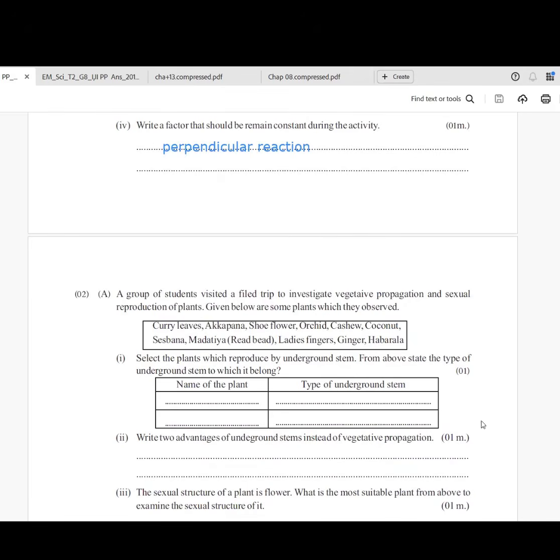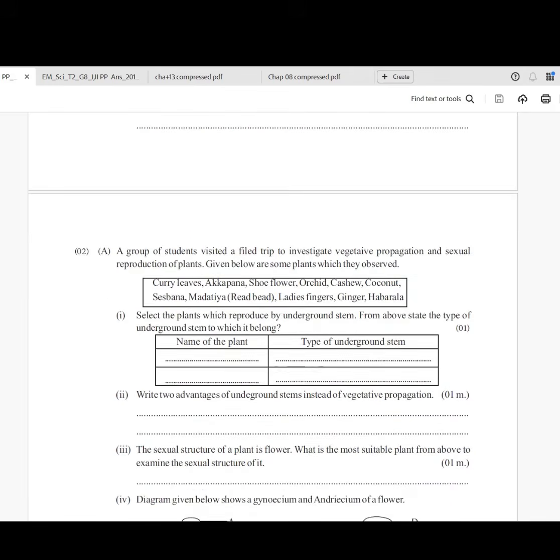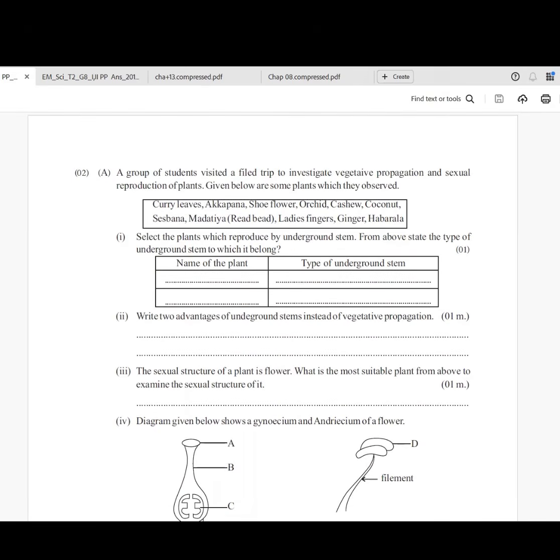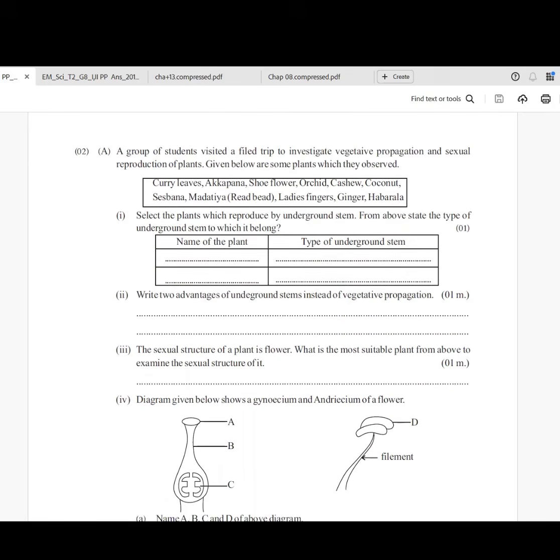Question number 2. A group of students visited a field trip to investigate vegetative propagation and sexual reproduction of plants. Given below are some plants which they observed: curry leaves, akapana, shoeflower, orchid, cashew, coconut, sesbania, madatia, lady's fingers, ginger, haberada. Select the plants which reproduce by underground stem. From above, state the type of underground stem to which it belongs.